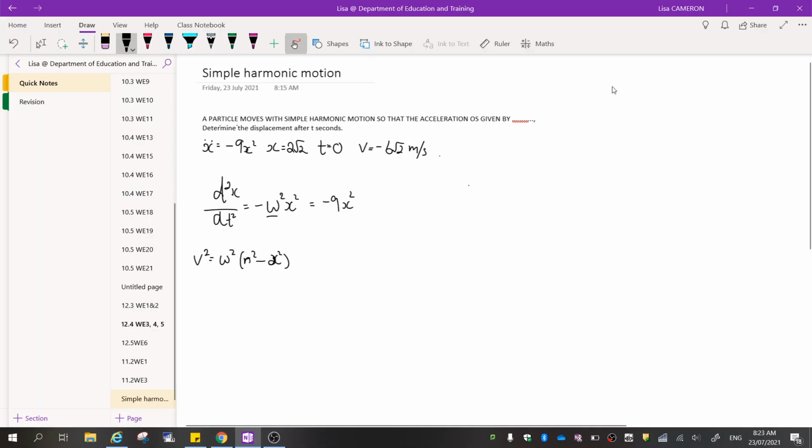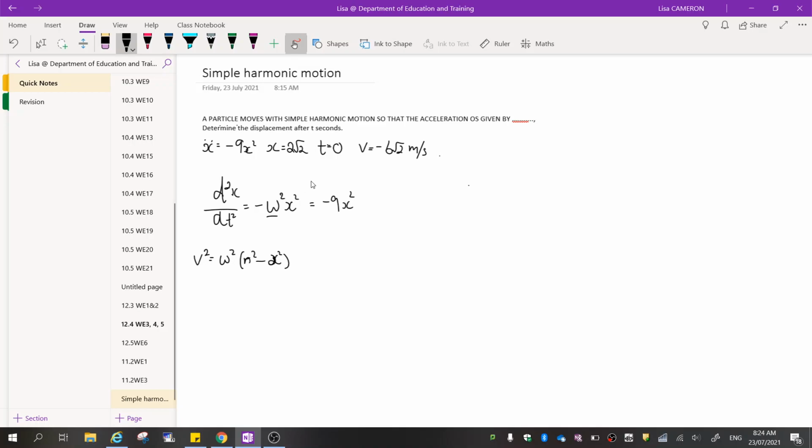Okay, so today we're looking at simple harmonic motion again. A particle moves with simple harmonic motion so that the acceleration is given by, now this is our acceleration formula here, I just couldn't be bothered typing it. Determine the displacement after t seconds. The other information given in the question is that x is equal to 2 root 2 when time is 0, and the initial velocity is also negative 6 root 2.